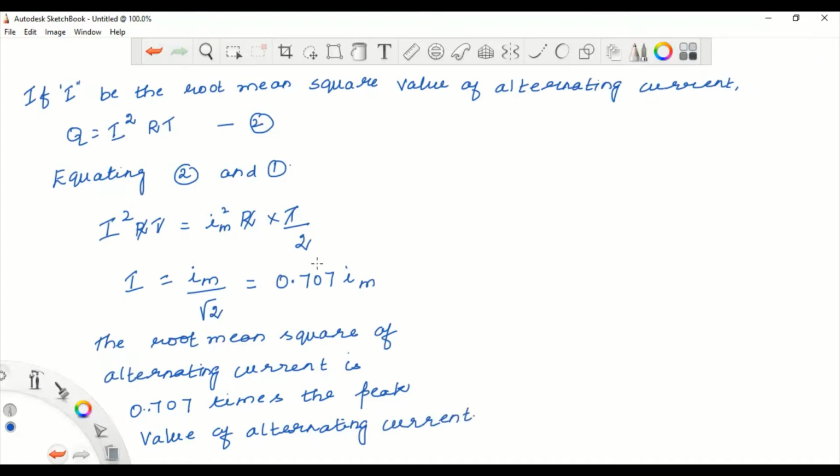And similarly, we can find what is the RMS value of alternating voltage also. Again, you will get the RMS value of alternating voltage is 0.707 times its peak value. So now, this RMS value can also be represented graphically. Okay, so let me draw the diagram, children. Here, the RMS value of I is related to the peak value. So I'll draw the graph here.